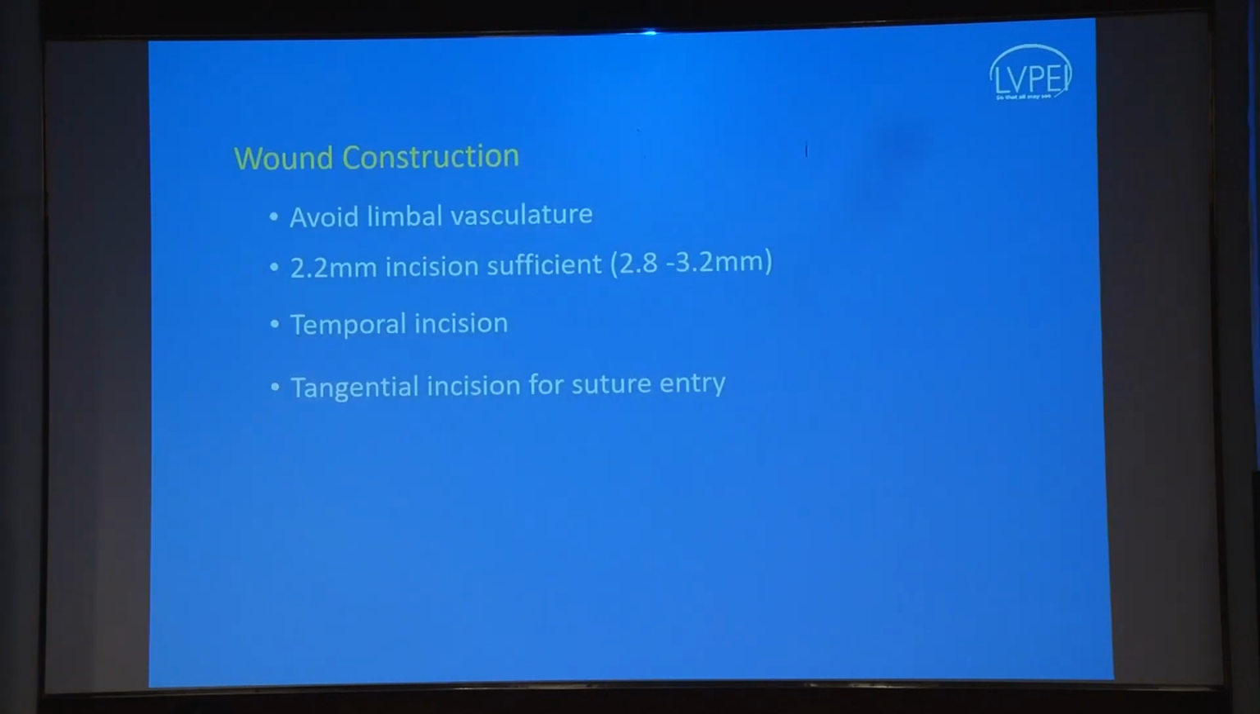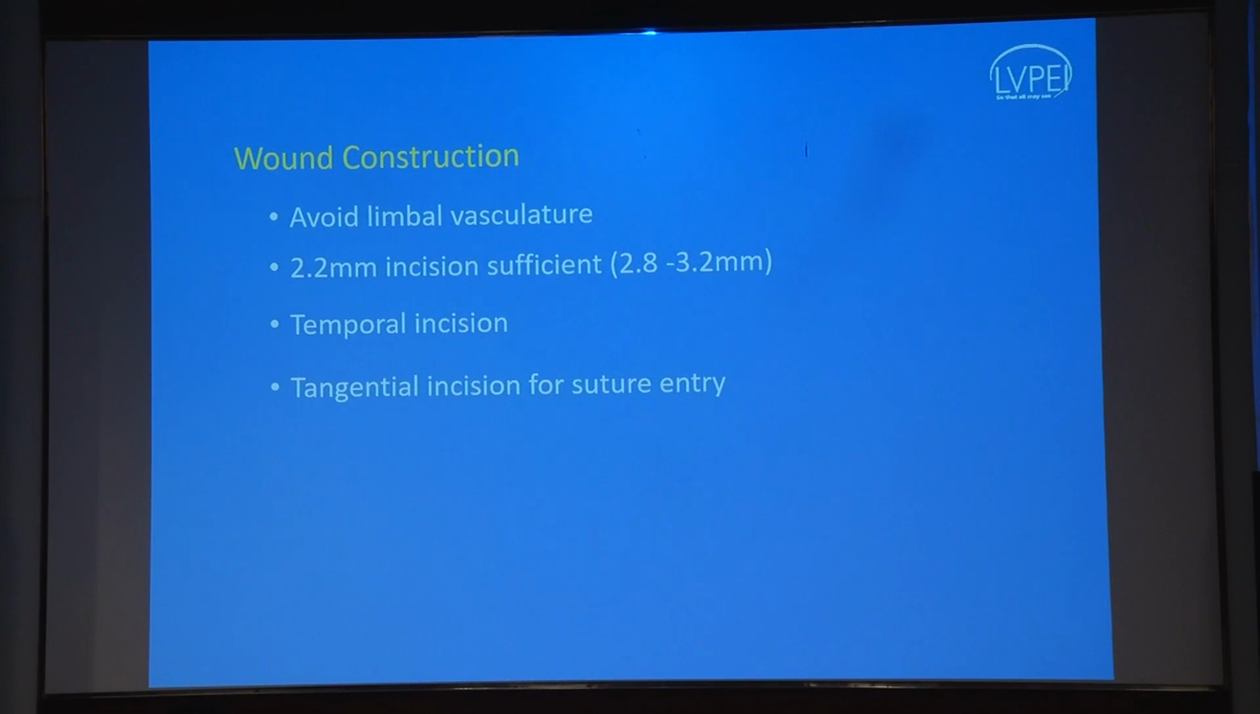And then about wound construction, a few tips: avoid the limbal vasculature so that no bleeding happens over the surface, because when the blood mixes with the viscoelastic that you place over the surface, it just makes the field of surgical vision very messy, and you don't get clear visualization.